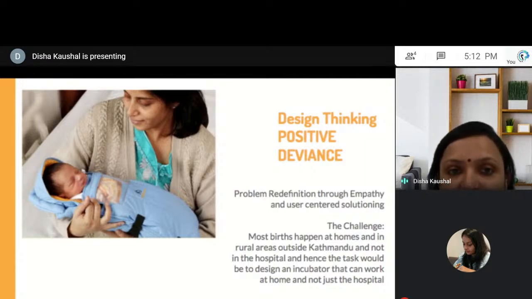And do you know the kind of difference that it brought? Normally, a top class incubator, assuming the cost in the US, would cost $20,000. And when they built this, this incubator was costing only $25.